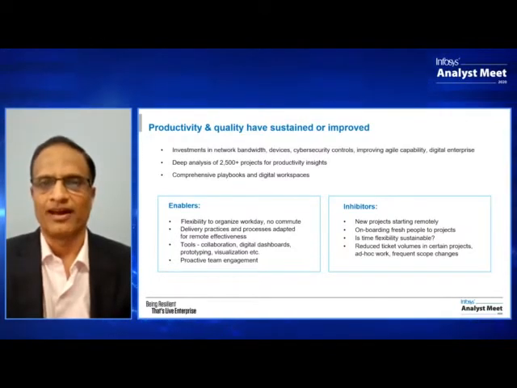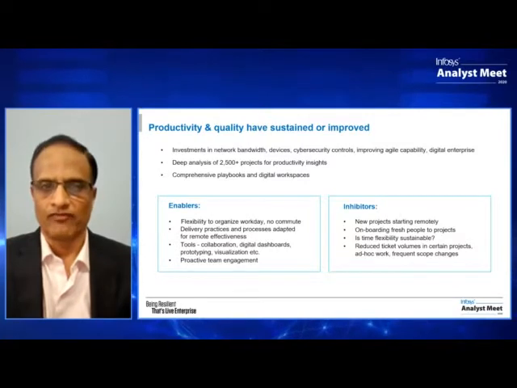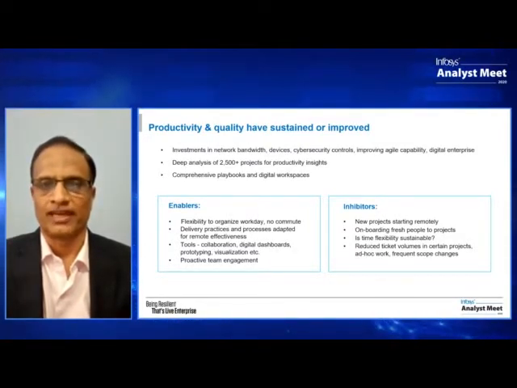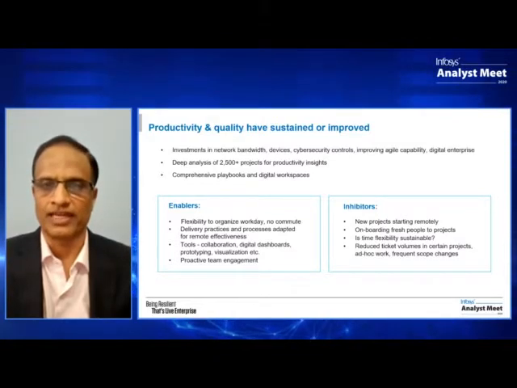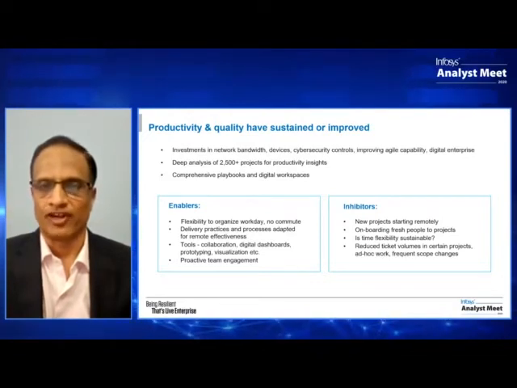We have done detailed analysis of our 2,500 plus projects on what is enabling or hurting productivity in the remote world. In the work from home world, two things clearly help in productivity. Number one, lack of commute time, and number two, flexibility teams display to organize their times. Teams have reorganized their workday to maximize the overlap between client and on-site teams and offshore teams and eliminate wait times for decisions and clarifications.